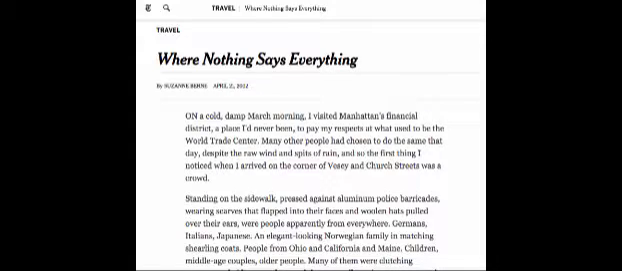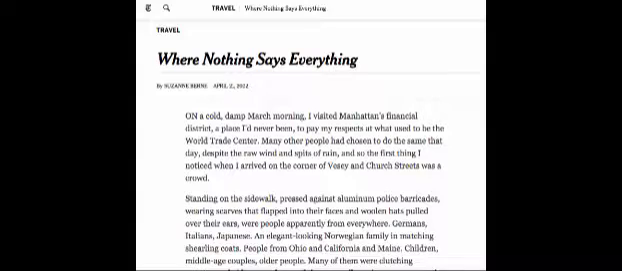So let's take a look at an article written in 2002 by Suzanne Burns for the New York Times. The article is called Where Nothing Says Everything, and it's an article that was written several months after the World Trade Center catastrophe in New York City in 2001.